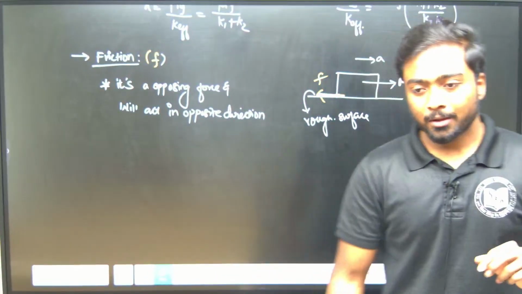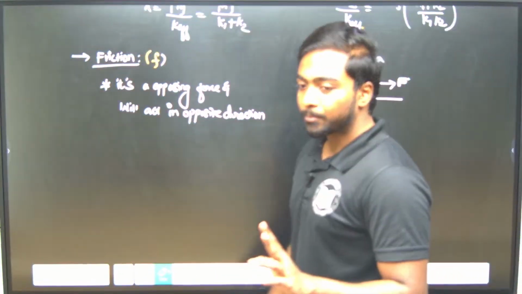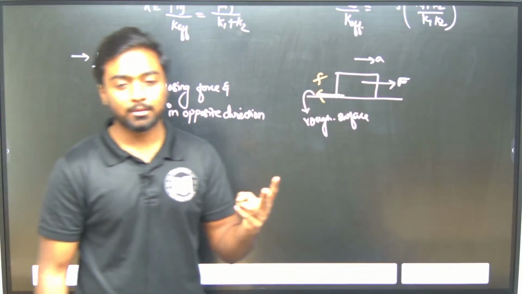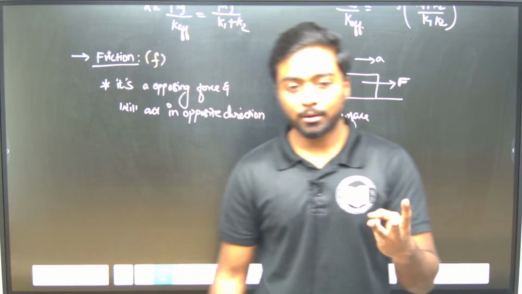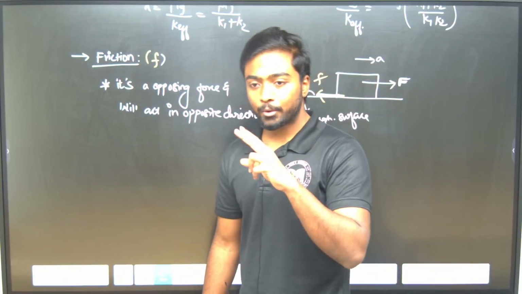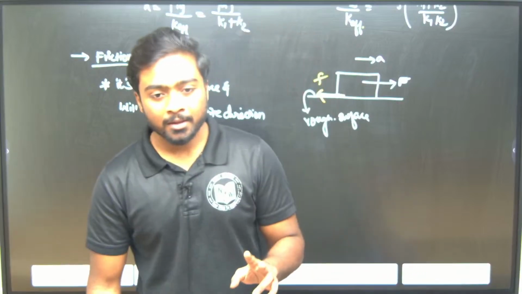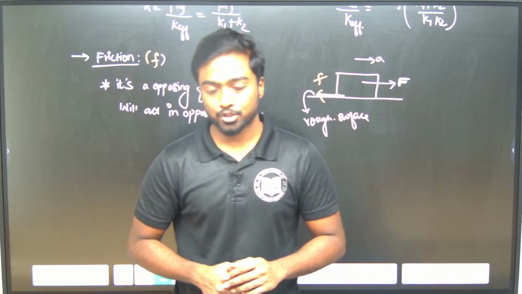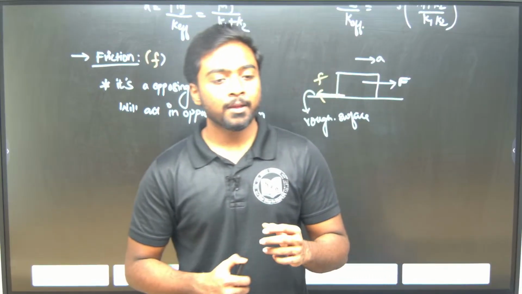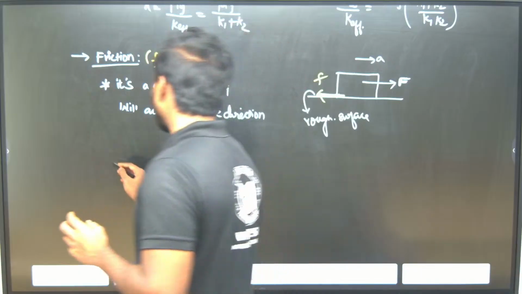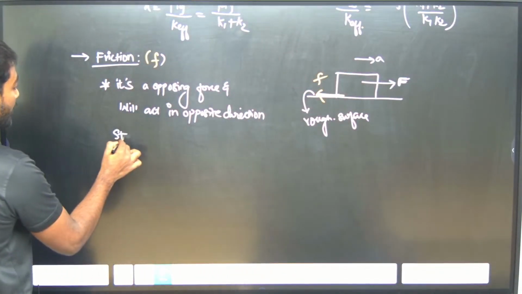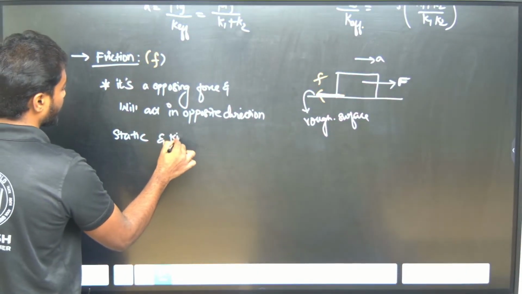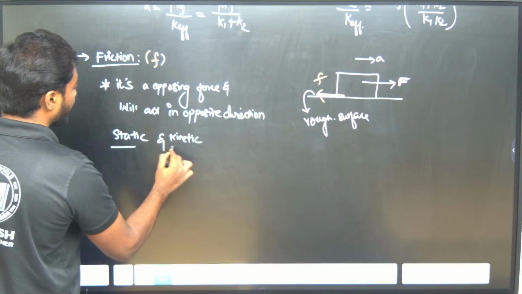Now, we will study the two important types of friction. I mean, totally three will be there. One is static, the second one is kinetic, and the third one is rolling friction. So, two of these we are going to involve in this lesson. Rolling friction comes in circular motion, that one we will study separately. So, the first one is static friction. Let me explain static and kinetic, both I will say.